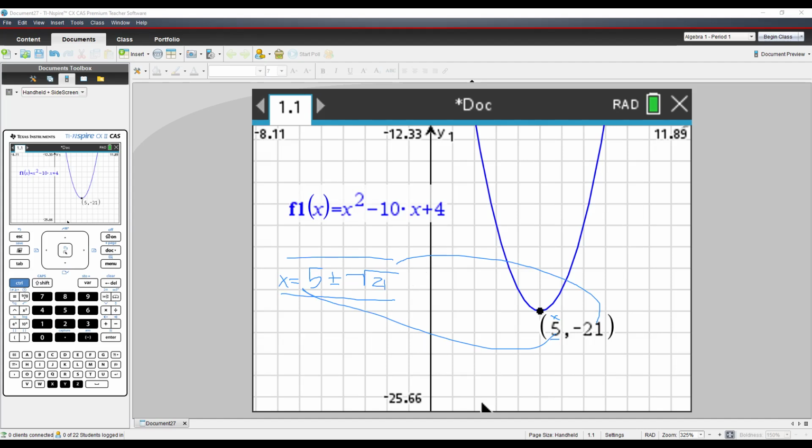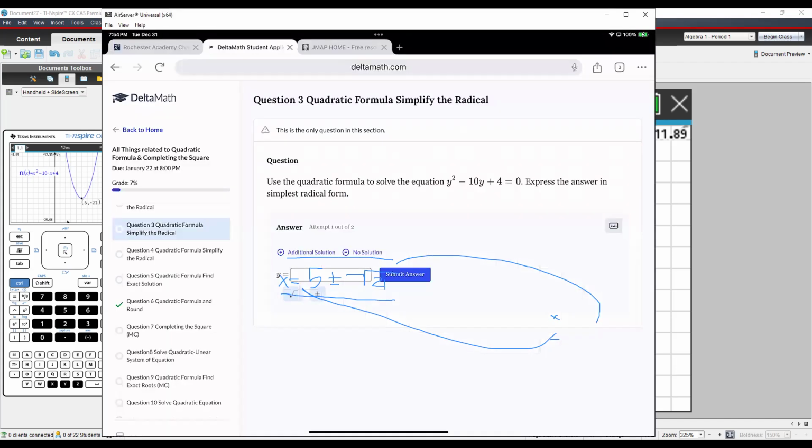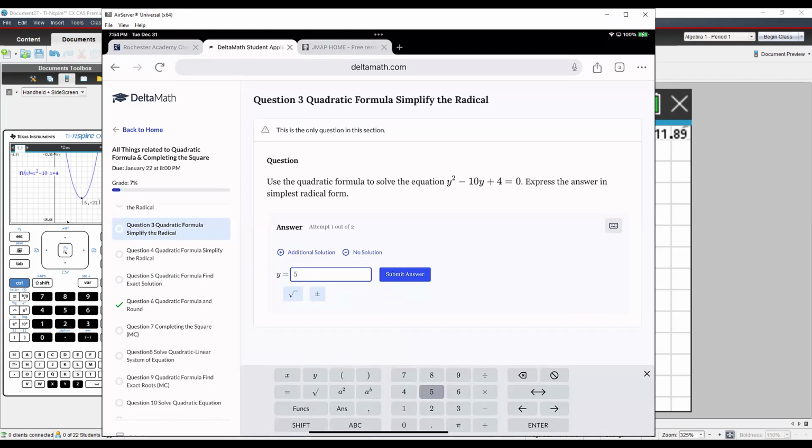All right, so now let me show you what exactly I mean. Let me clear this off the screen. There's my eraser. I want to clear all of this. Clear all drawings. Now all I'm going to do is type in 5, sorry, I'm trying to type in 5. This is going to be 5 plus or minus the square root of 21. Bam.